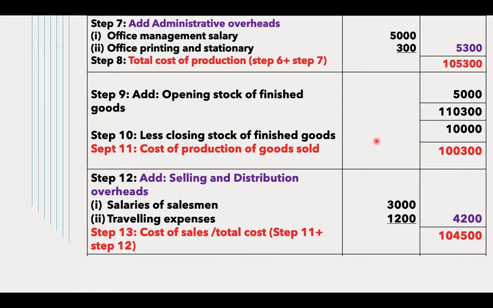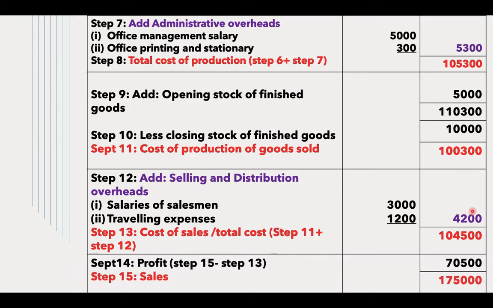Along with the cost of production of goods sold, we have to add the selling and distribution overheads. From the problem we have salaries of salesmen rupees 3,000, then travelling expenses 1,200. So if we add both the items, we will be getting the answer as 4,200. So from the previous cost of production of goods sold, if we add 4,200, we will be getting the answer as 1,04,500. It is actually our cost of sales or total cost.